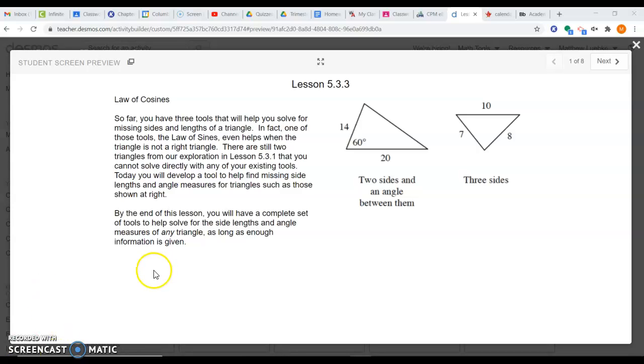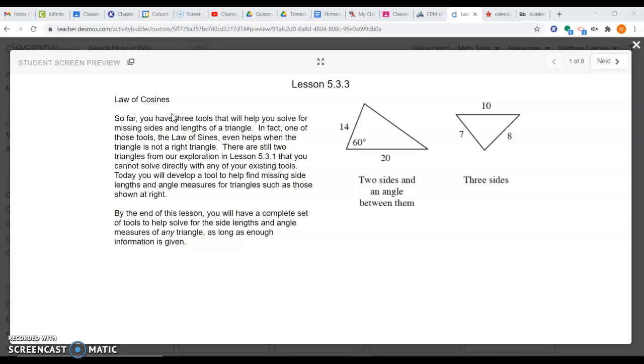By the end of this lesson, this is going to be the last tool we're going to have. So we're going to have all our trigonometry: sine, cosine, tangent. We're going to have our inverse trigonometry: inverse sine, inverse cosine, inverse tangent. We're going to have our 30, 60, 90 rule, our 45, 45, 90 rule, our Pythagorean triples, and the law of sines and the law of cosines. So there's a lot here in chapter 5.